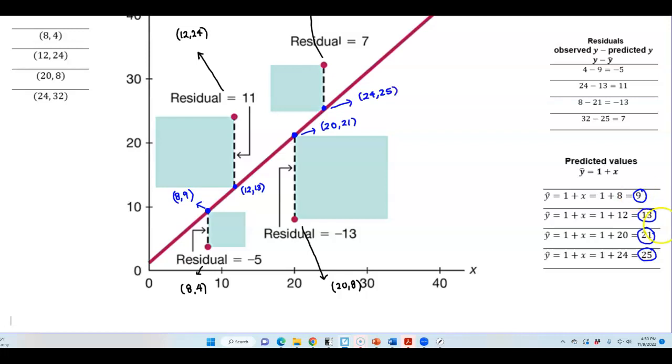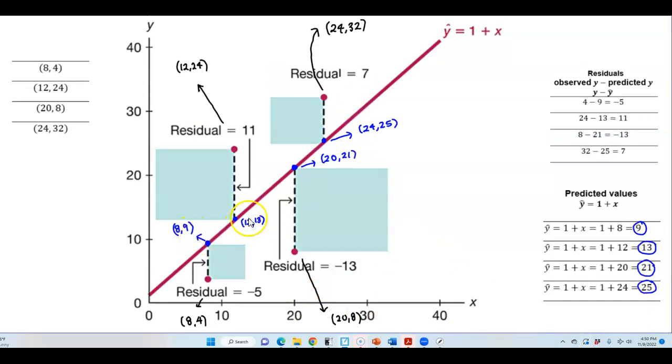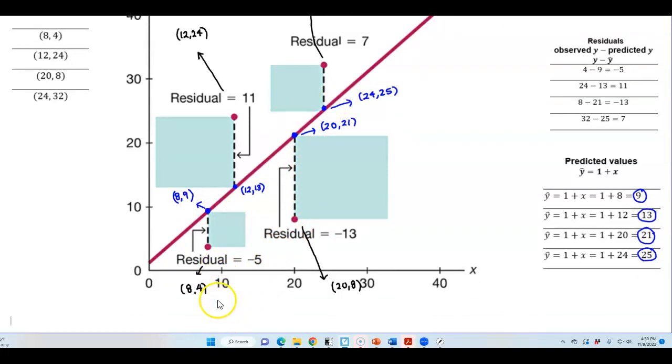I want you to take a look at what's happening here. When we plot these points on a line, this is what the line gives us. Now if you take a look at the points from the observed values, which is (8, 4), if we take 4 and subtract 9, so it's below the line, that's how we get -5. That's the distance from here to here. Same thing over here. The distance from this point to this point is taking 8 and subtracting 21 to give us -13.